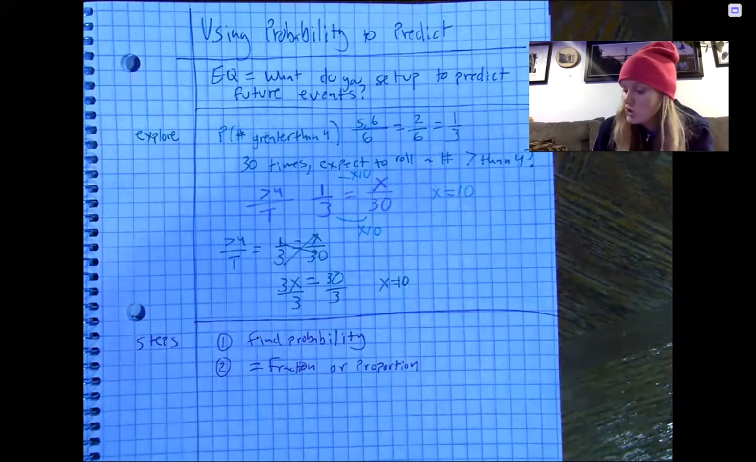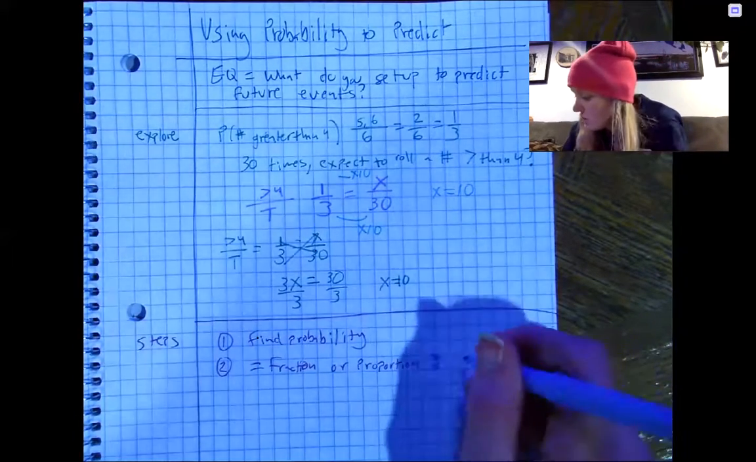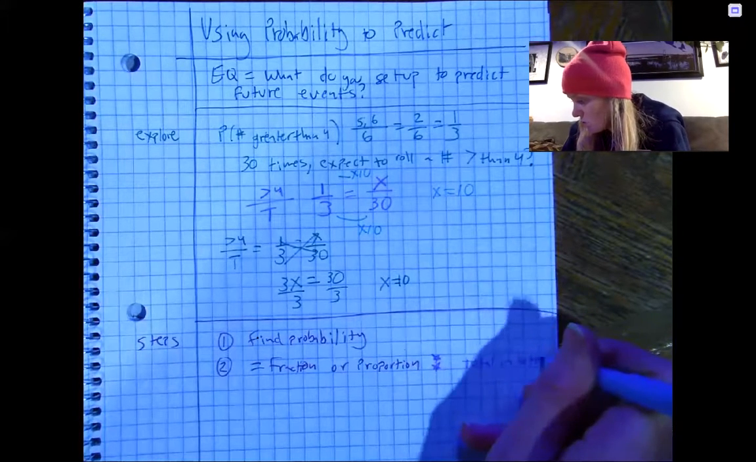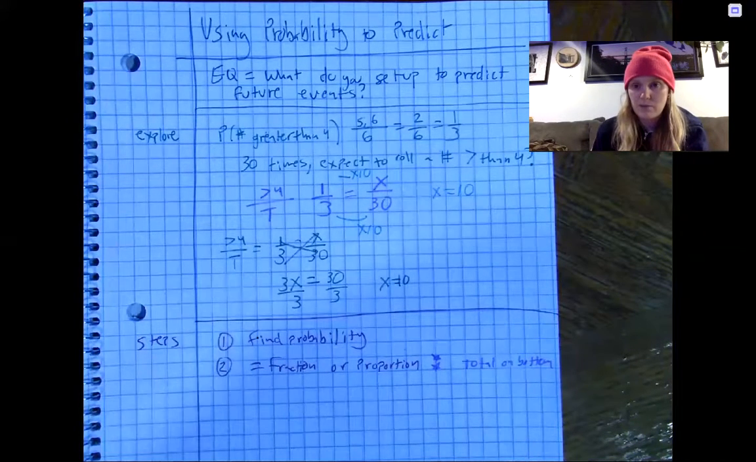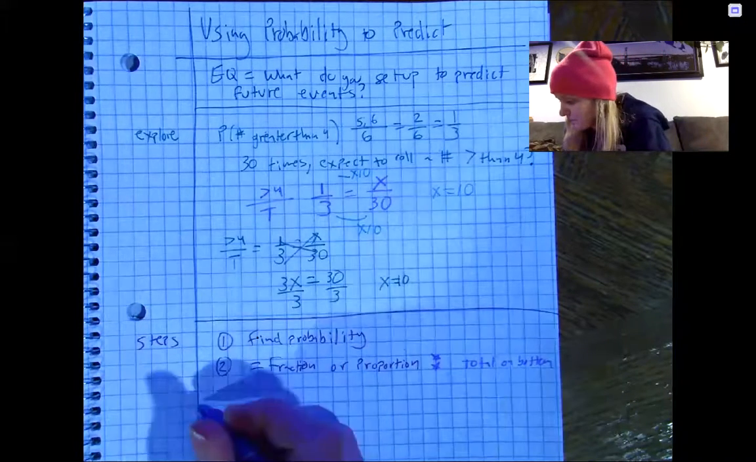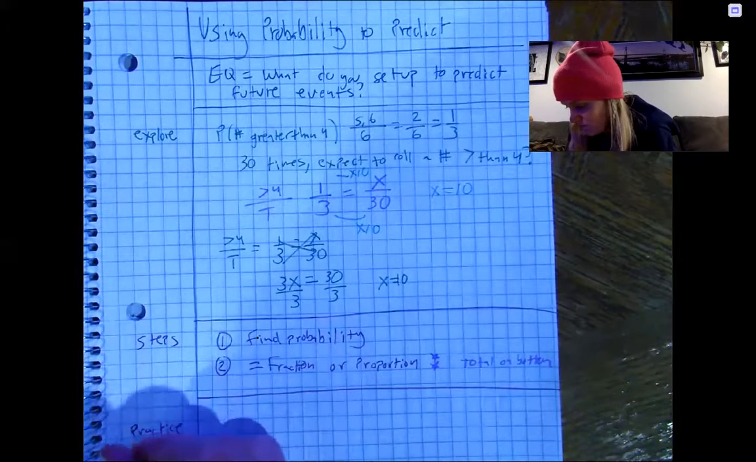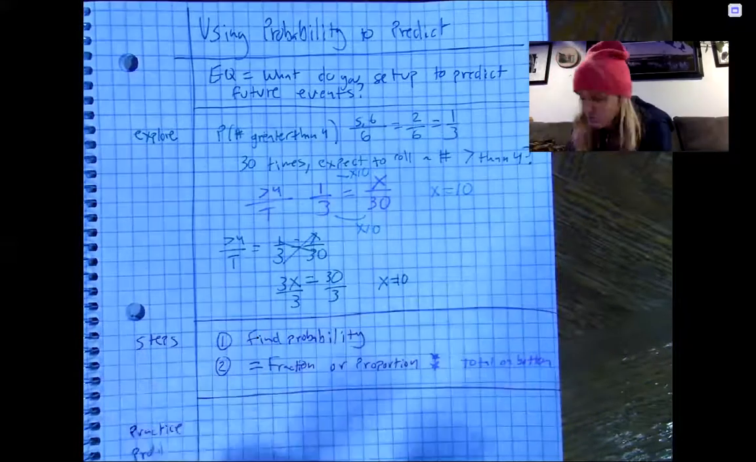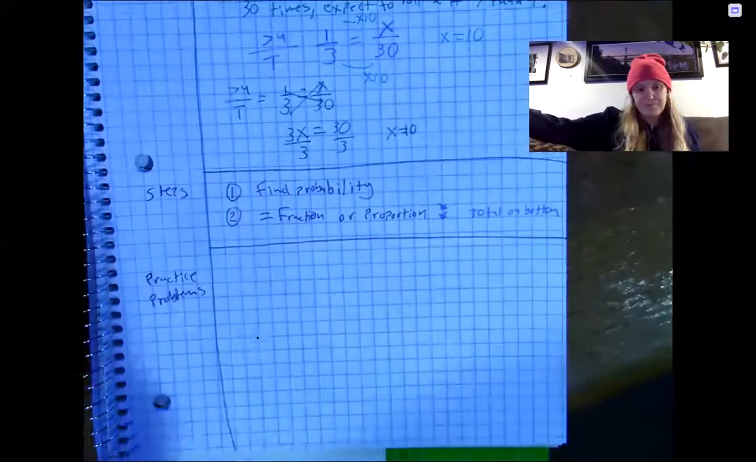And when we do both of these, we need to put the total on the bottom. So the total times we think we want it to happen. Make sure your total is on the bottom, and the probability is on the top. Okay. Let's go ahead and practice this.